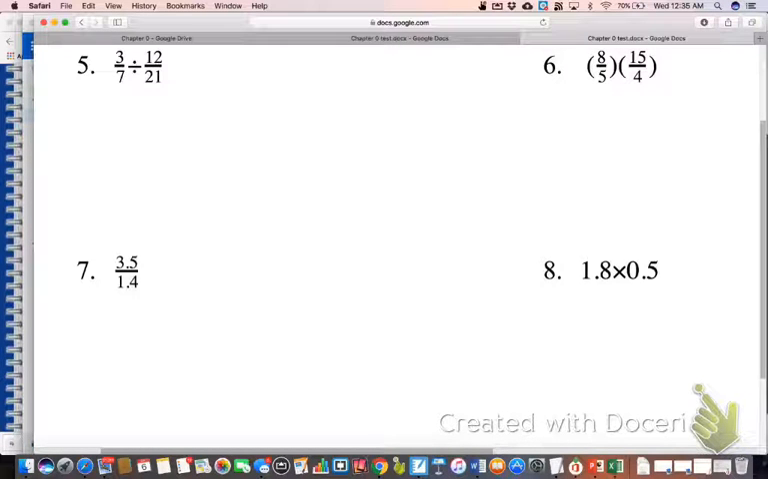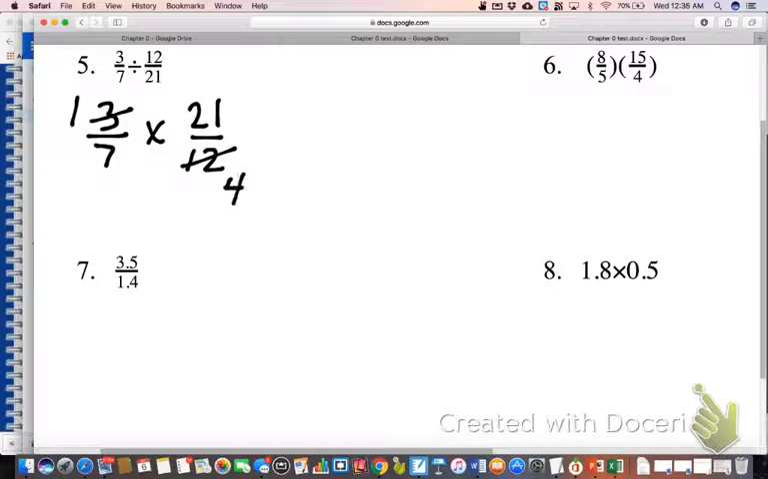To divide fractions, remember that you take the first fraction, change the division into multiplication, and then take the reciprocal of the second one. In other words, flip it over. I've got a little bit of canceling that I can do first because 3 goes into 3 once, and then 3 goes into 12 4 times. 7 goes into 7 once. 7 goes into 21 3 times. So if I multiply straight across, 1 times 3 is 3, and 1 times 4 is 4. So that's going to leave me with a 3 over 4.